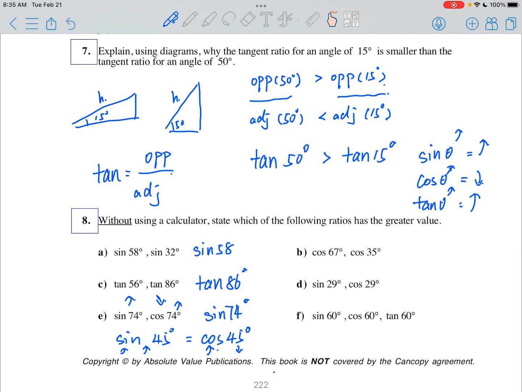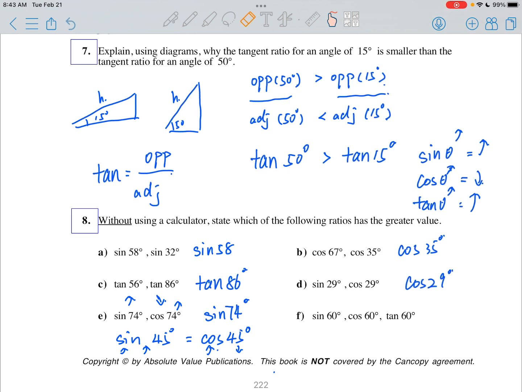And for B, the cosine 67 and the cosine 4, and we know the cosine 35 is larger. And D, sine 29 and the cosine 29. For this one, we know 29 is smaller than 45, so cosine 29 is larger.